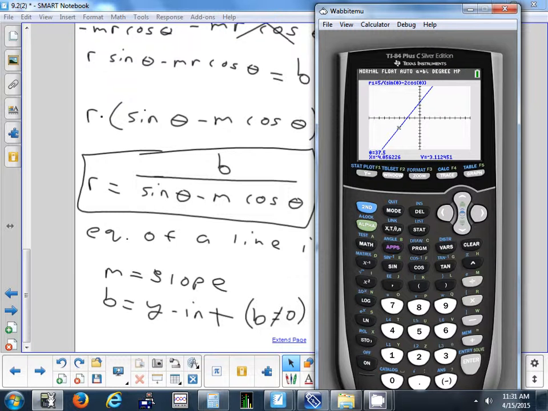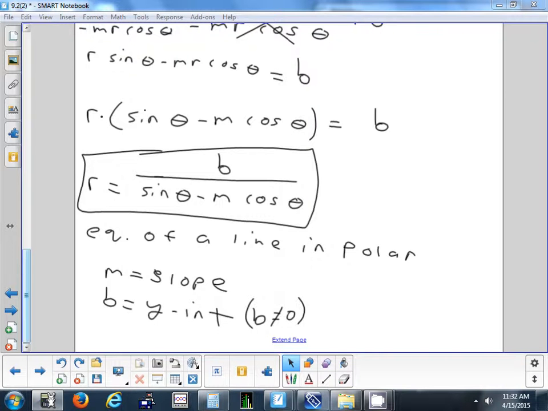Any questions on that? Notice as I start tracing to the right, it goes down, keeps going down, and then eventually it comes back in at the top. It's because of the way it's drawing it. But that's fine. So again, not very elegant, but you can draw a line in polar. But if I could pick, I would do y equals mx plus b. Much easier to draw a line that way.